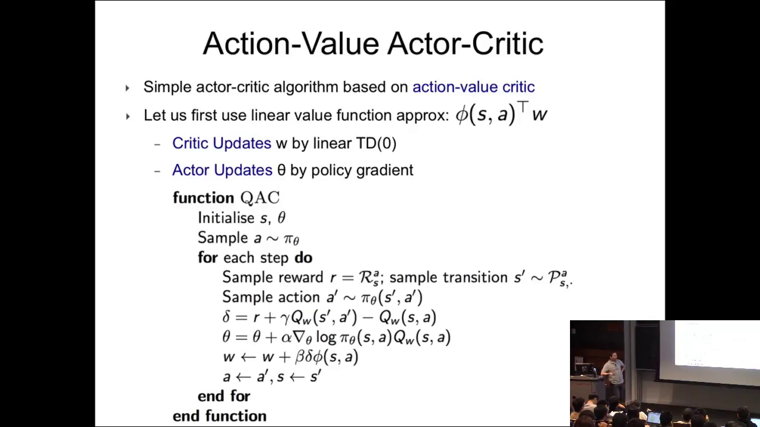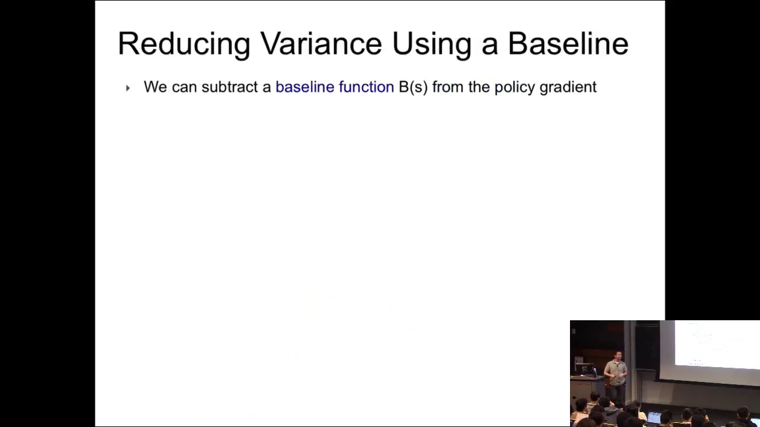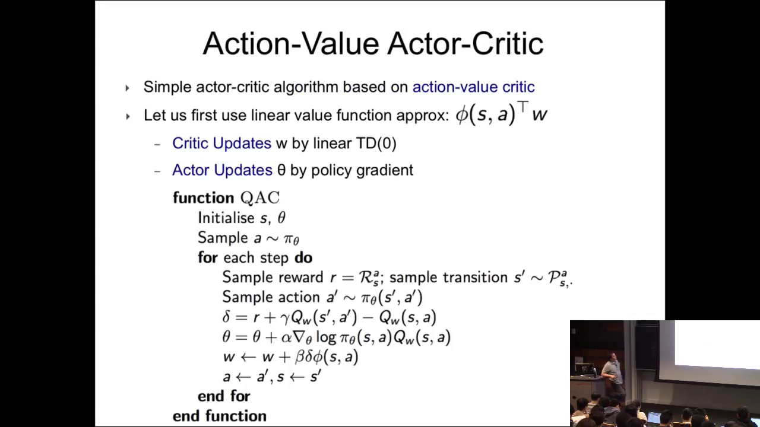But because the policy is changing, your Q function will change. And so now there's this kind of coupling between the parameters theta and w. Your policy becomes better, your Q function changes, and then again you're updating your policy, and then you're updating your Q function and such. So that's why you have updating both actor and critic.